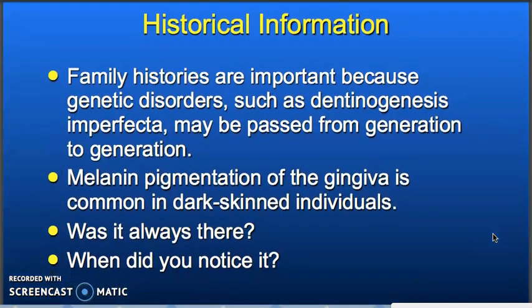So what's some historical information about lesions? Could be a family history. That's very important. So when the dentist sees any type of lesion in the mouth, it may lead them to talking to the patient about genetic disorders, such as dentinogenesis imperfecta. This may be passed from generation to generation, and I believe we talk about that later in the PowerPoint. Melanin pigmentation of the gingiva, which is common in dark-skinned individuals, and we've talked about that, I believe, in session 1.